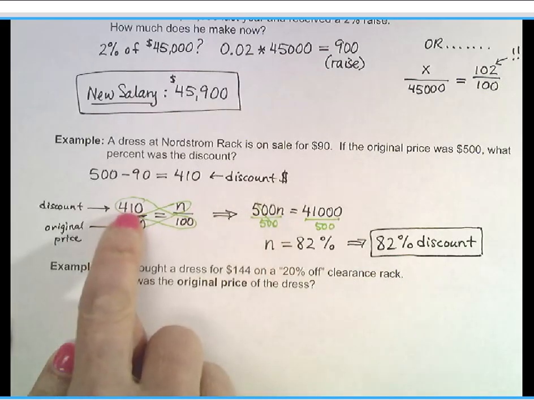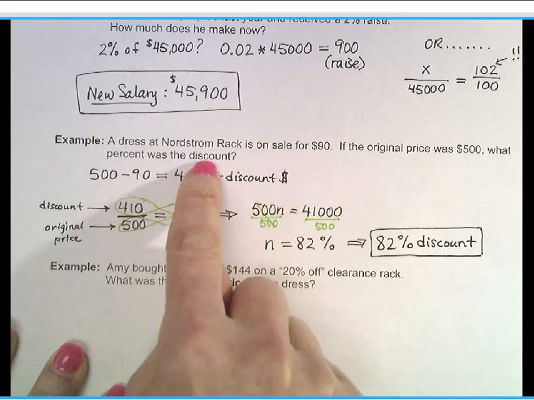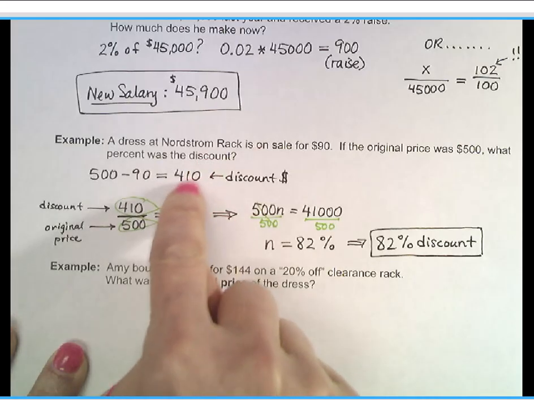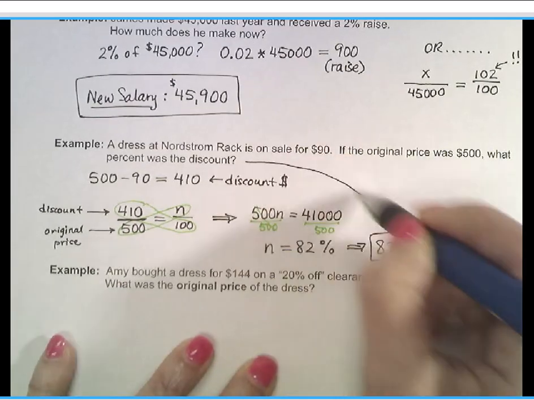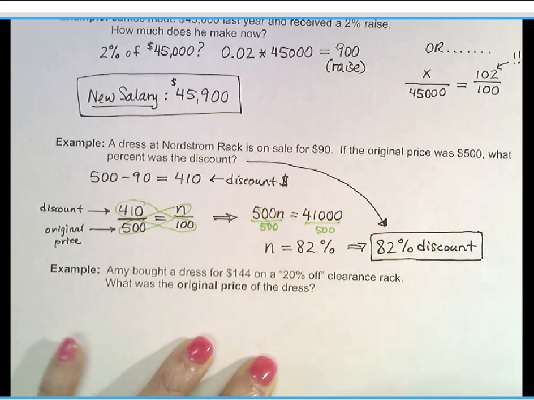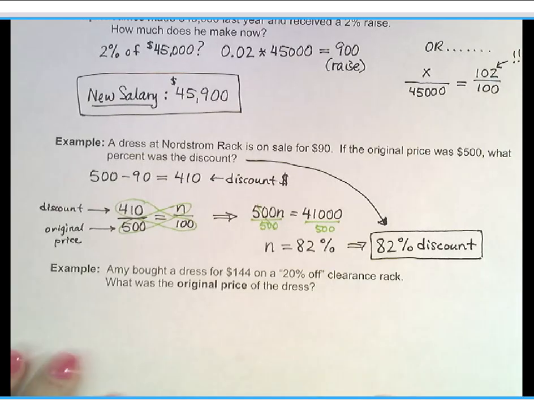So I would encourage you, if you're trying to find the percentage that the discount is, you want to use the discount number in your calculation. So the percentage of the discount, 82%. That's one heck of a deal, right?